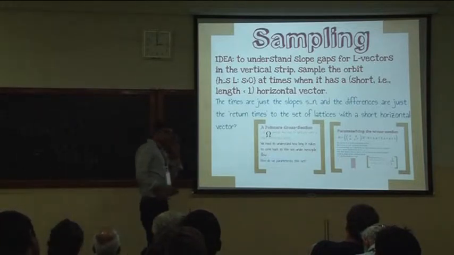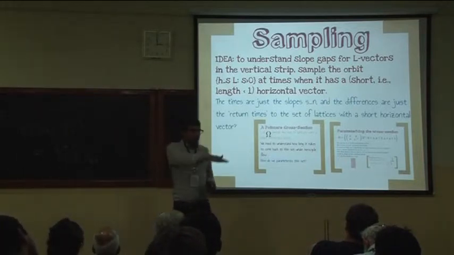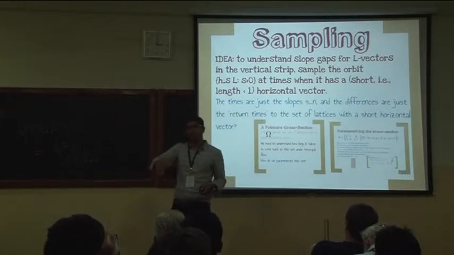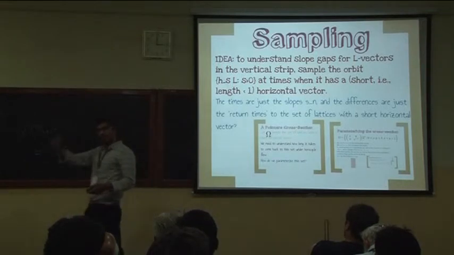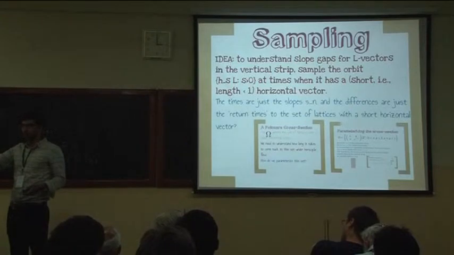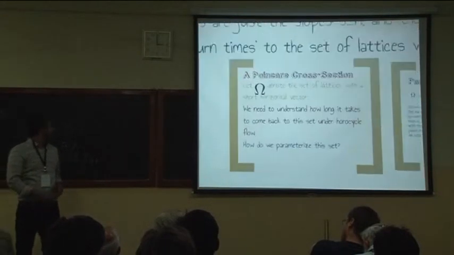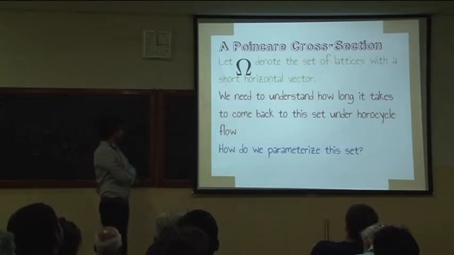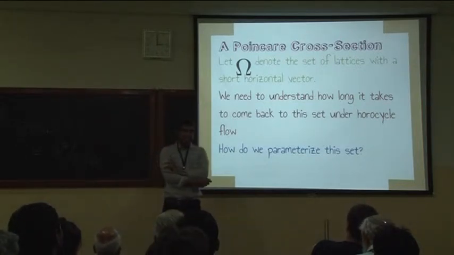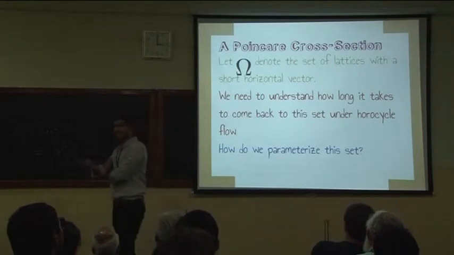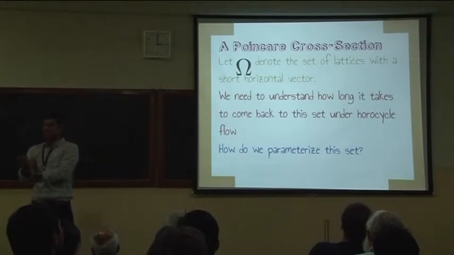So what we're actually doing in the language of dynamics is we're building a cross-section to the horocycle flow. We're building a Poincare section to the horocycle flow by sampling it along the set of times where the lattice has a short horizontal vector. So omega is a set of lattices with a short horizontal vector, and we want to understand how long it's going to take. If I have a lattice with a short horizontal vector, how long does it take me to come back to having a short horizontal vector?